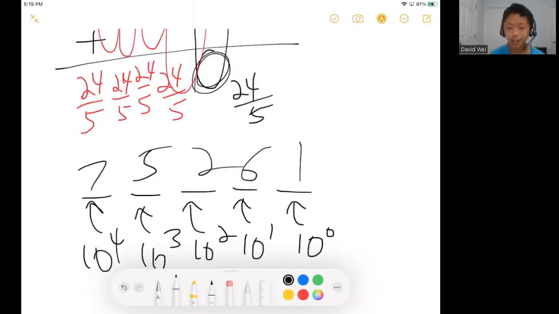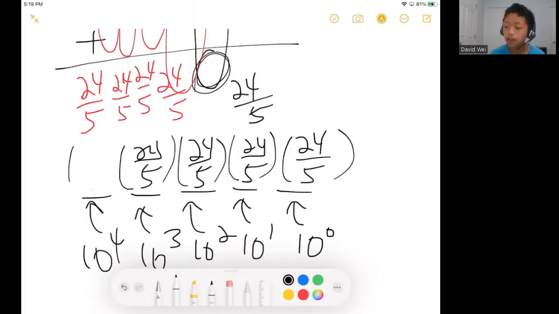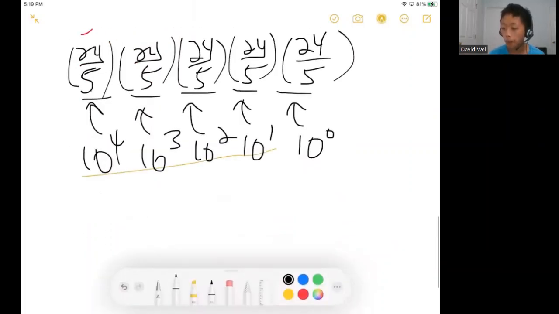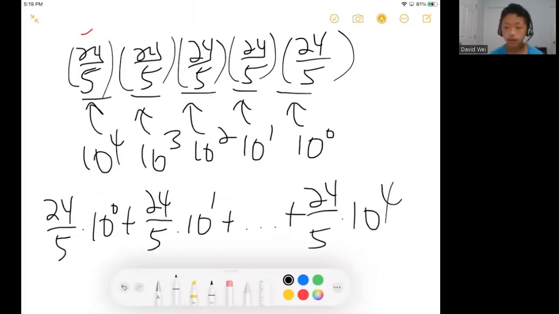So by similar logic, we can think of it as if each of these placeholders has a decimal digit of 24 over 5. So the total value of this expression is going to be 24 over 5 times 10 to the 0, plus 24 over 5 times 10 to the 1, plus all the way up to 24 over 5 times 10 to the 4. And this is going to be the average value out of all the numbers that you have.